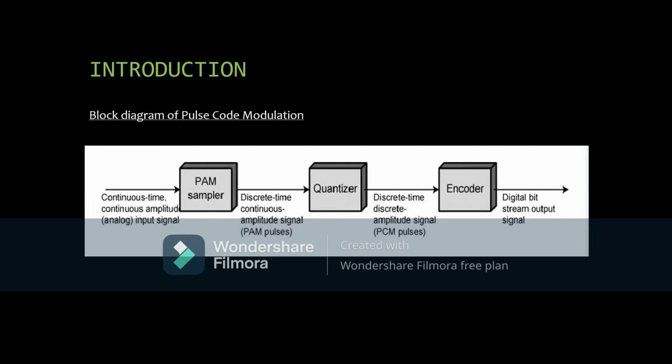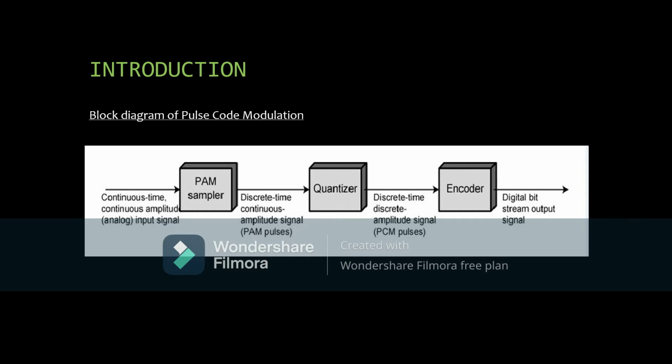Before the input goes to the sampler, it is a continuous time, continuous amplitude analog signal, and the input will go to the PAM sampler. The PAM sampler will produce a discrete time, continuous amplitude signal of PAM. Then the PAM output will go to the quantizer. The quantizer will produce the PCM output. After that, the PCM output will go to the encoder, and the encoder will process the data and produce an in-bit stream output signal.